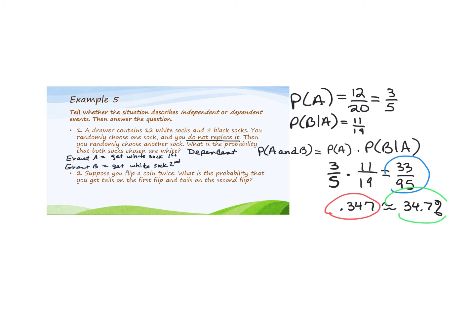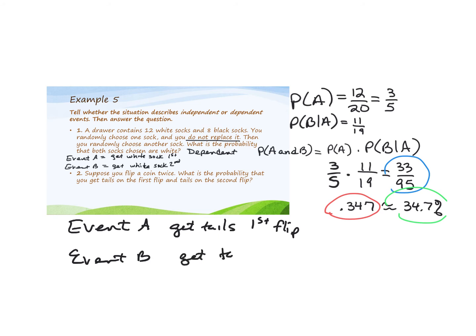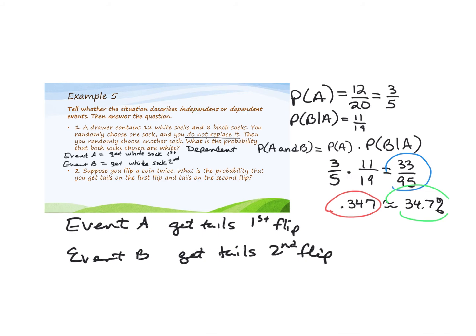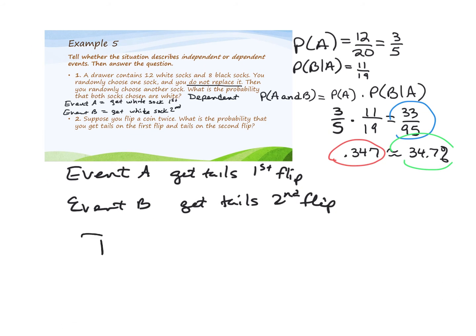So event A is going to be the probability that I get tails on my first flip. And event B means I get tails on the second flip. So because they're independent, the probability of A and B is going to be probability of A times the probability of B.